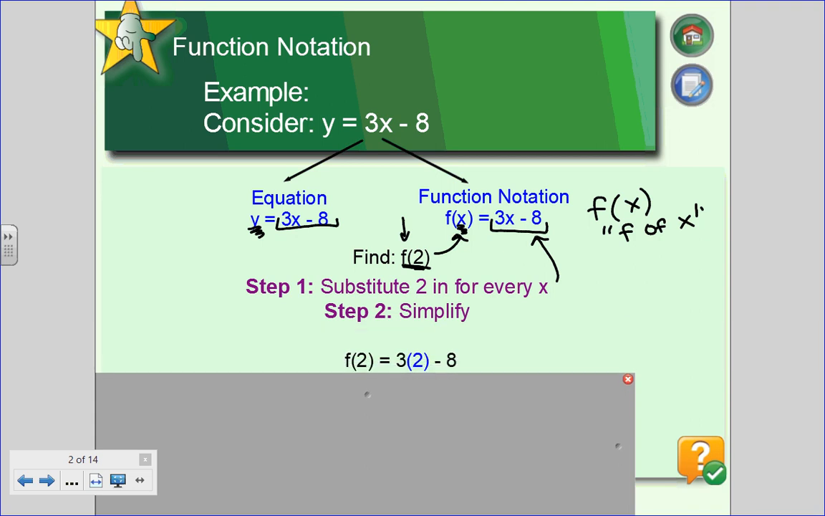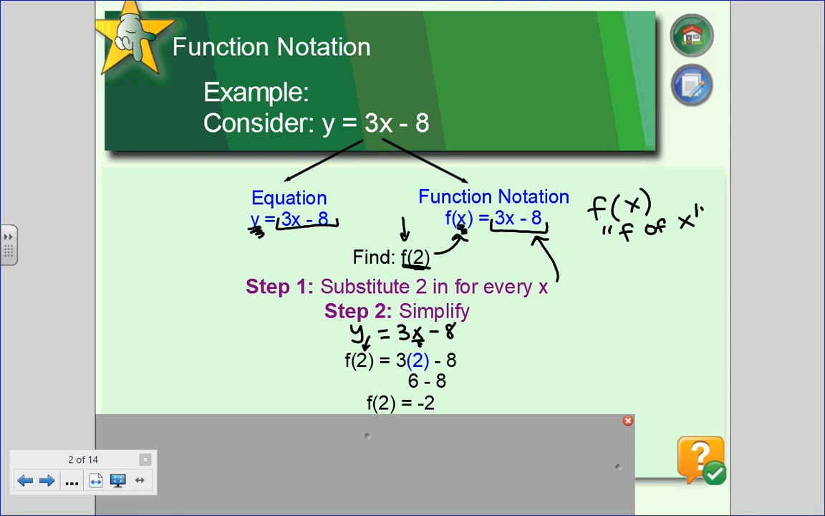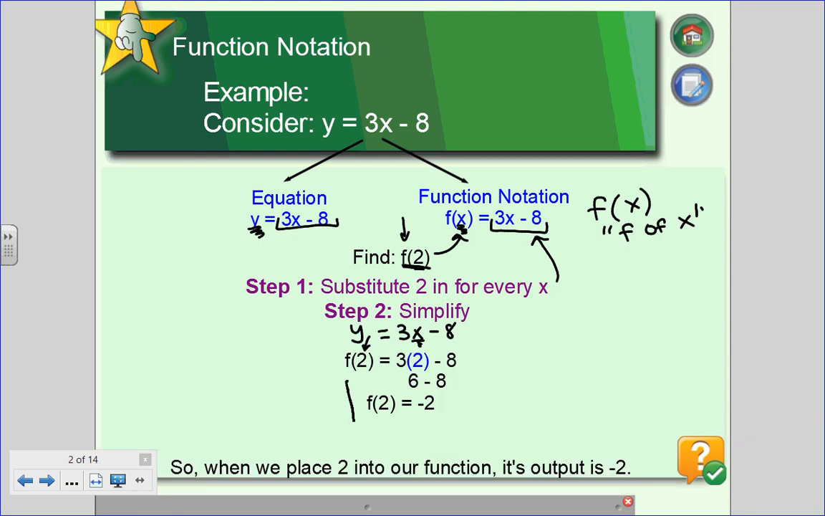So if I'm finding f of 2, notice this f of 2 portion used to be the y part. Now instead of y, we're finding the f of x, and so we're just putting a value of 2 in everywhere we see an x. When you substitute, it's incredibly important that you put parentheses around the number you're substituting for. So instead of the x, I'm replacing x with 2. 3 times 2 minus 8. Now we simplify to 6 minus 8, which is negative 2. So f of 2 is equal to negative 2.